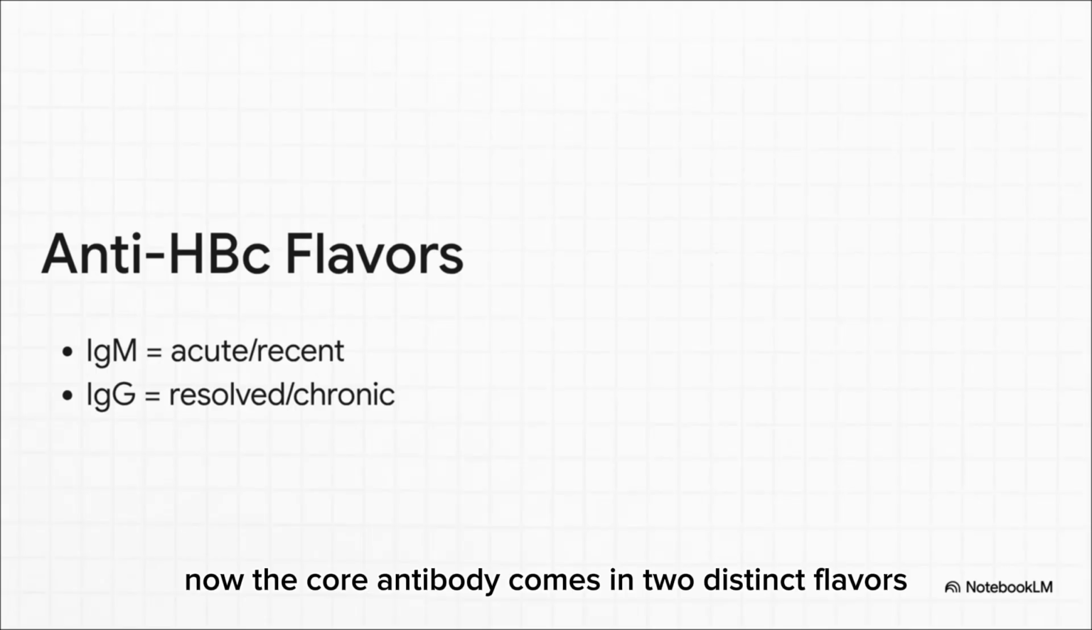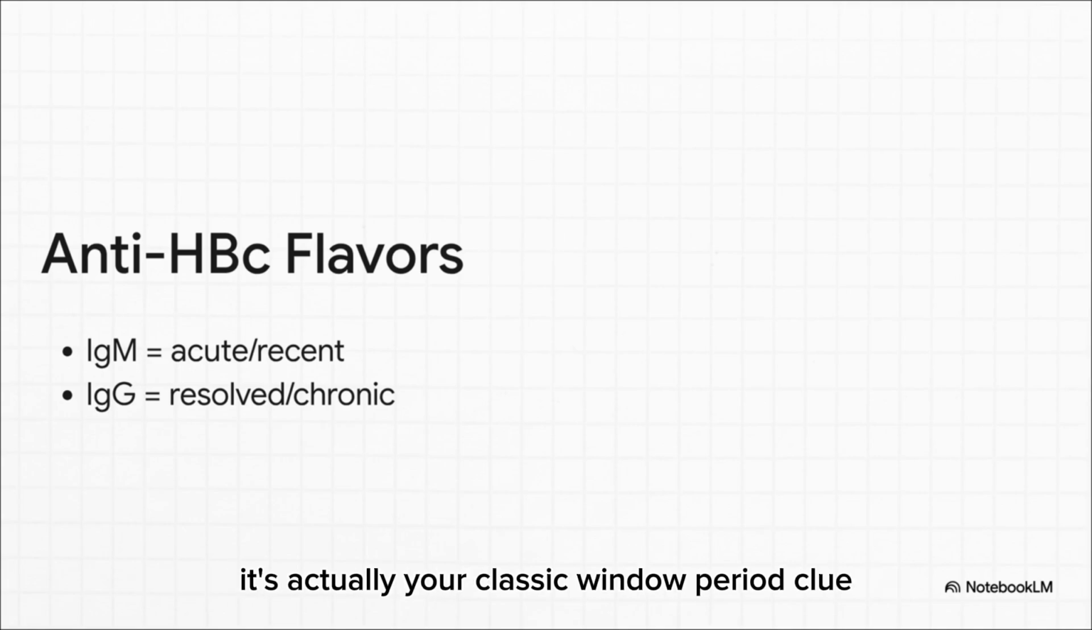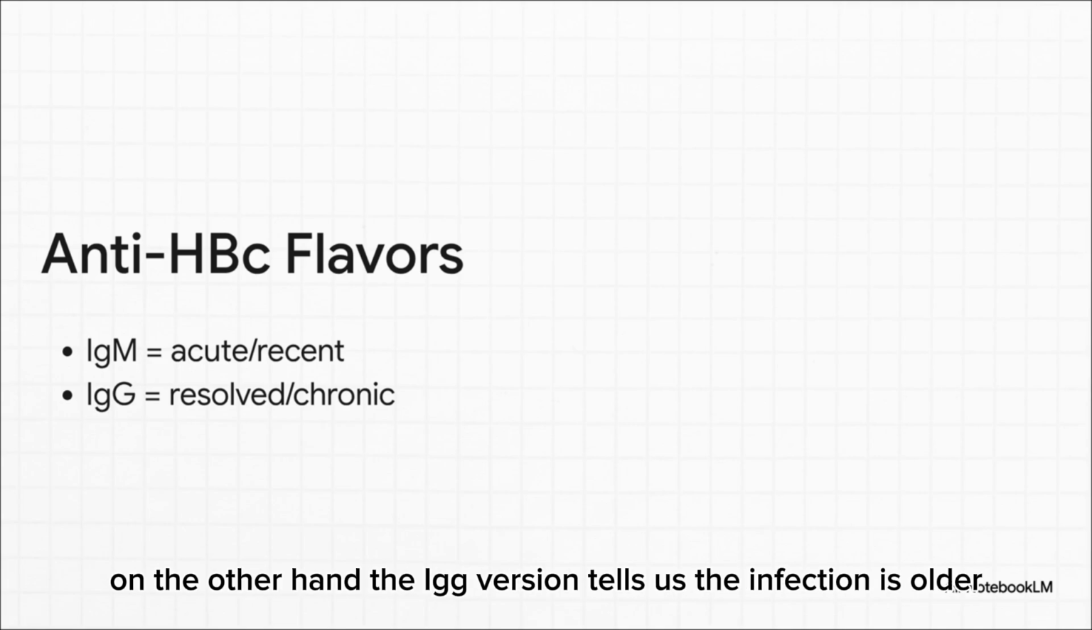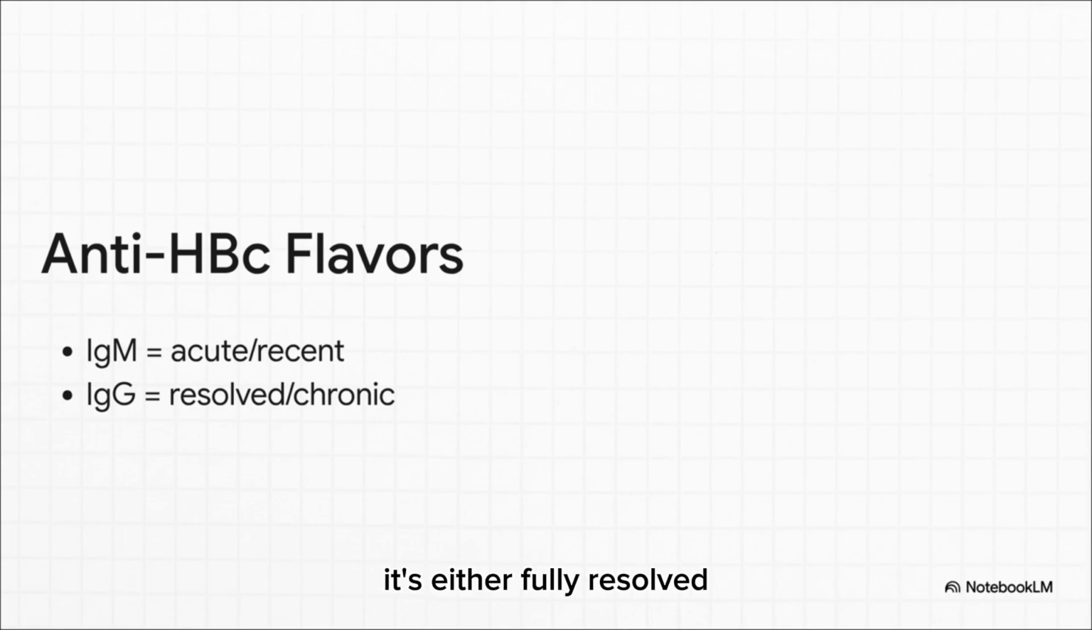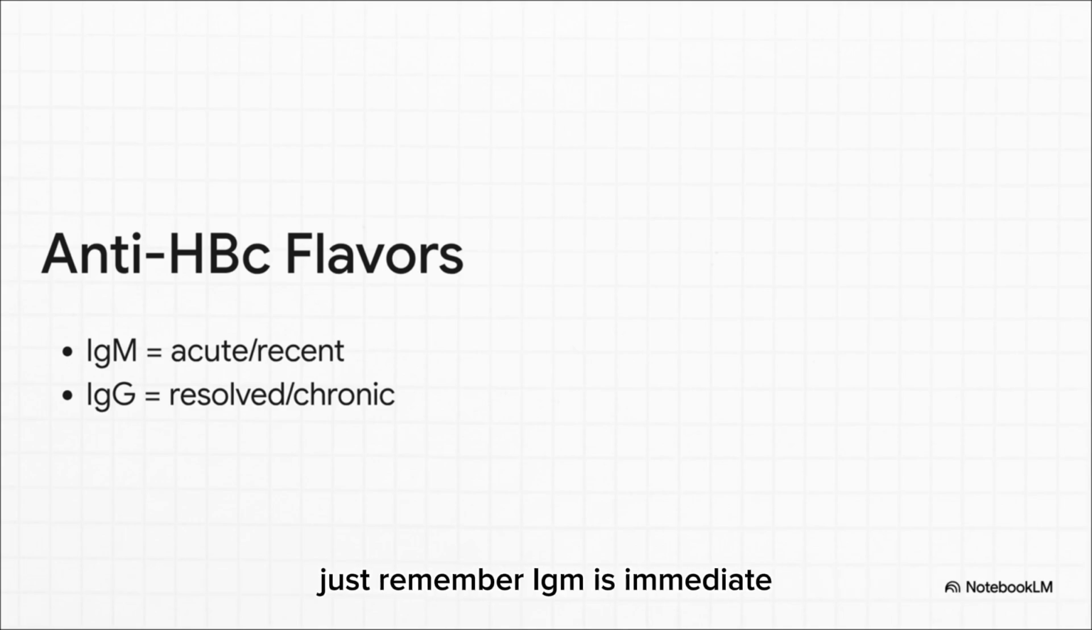Now, the core antibody comes in 2 distinct flavors, and you absolutely must memorize this distinction. The IgM version points to an acute or recent infection. It's actually your classic window period clue. On the other hand, the IgG version tells us the infection is older. It's either fully resolved or the patient has transitioned into a chronic infection. Just remember, IgM is immediate, IgG is long-term.